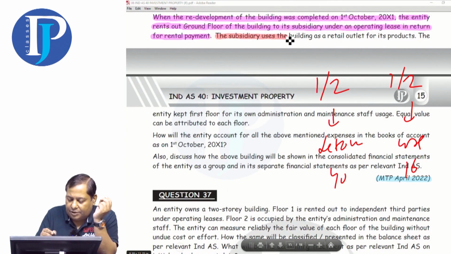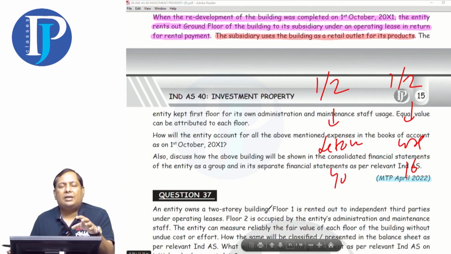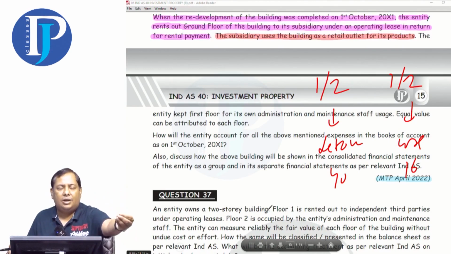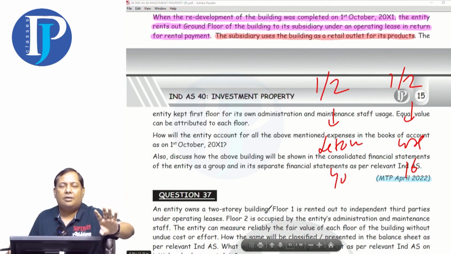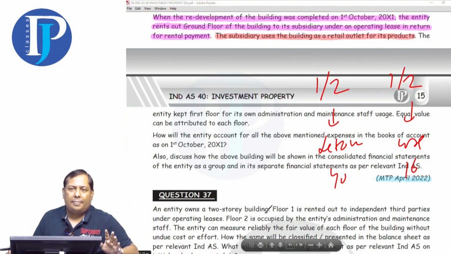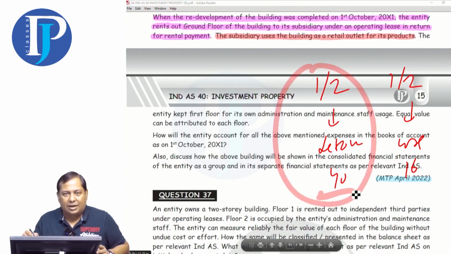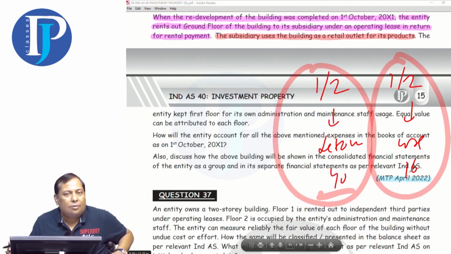This subsidiary uses the building as a retail outlet for its products. What is our tenant doing with the property? We are not concerned. If we gave 1 floor to our subsidiary and the subsidiary opened a shop there, the subsidiary is running its business there. Now what is the subsidiary doing with it? We are not concerned with that. If we were to prepare consolidated financial statements, then we might have thought about it. So it's simple. The cost of 1 floor will be considered under 40 because I have leased it to the subsidiary. The other one will come under 16, which I will use.